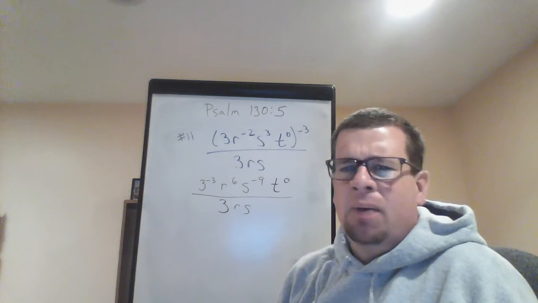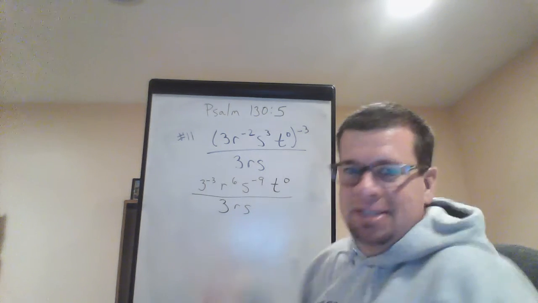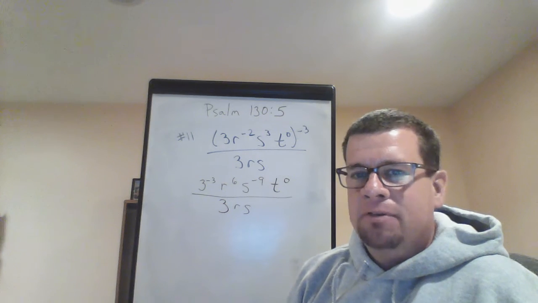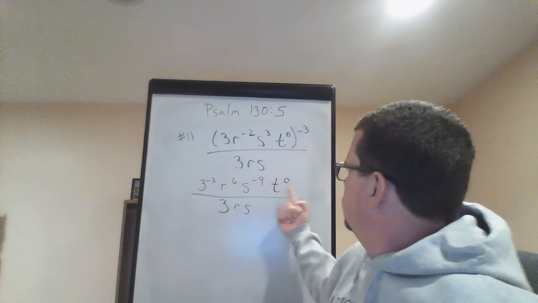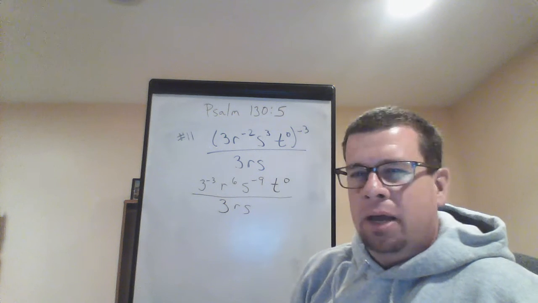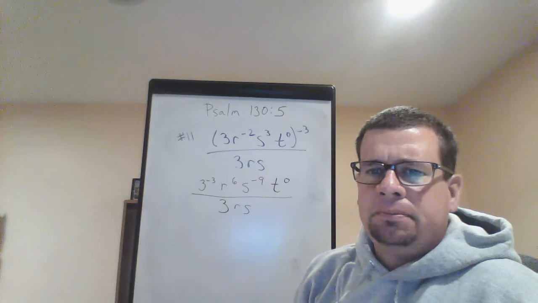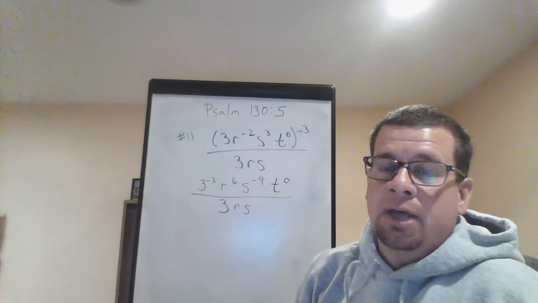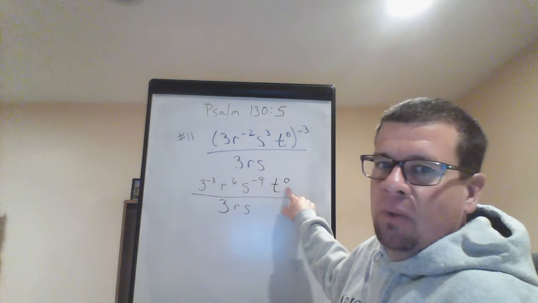Okay, so now what can I do with this? Well, the first thing I notice is I've got t to the 0 power. One of the properties of exponents is that anything to the 0 power, assuming here t is not 0, is 1. I didn't look in the directions. Hopefully they told you that. Anything to the 0 power except for 0 itself is 1. So t to the 0 power is just 1.